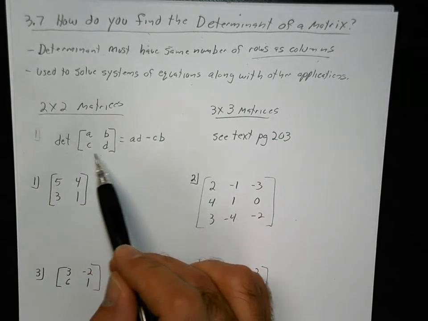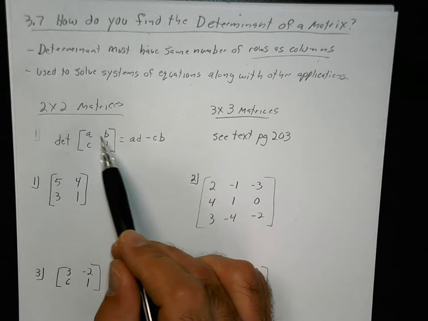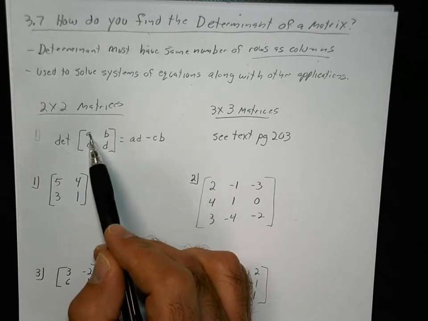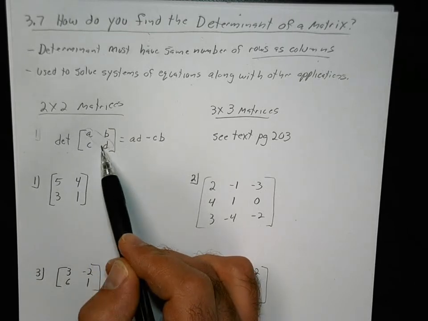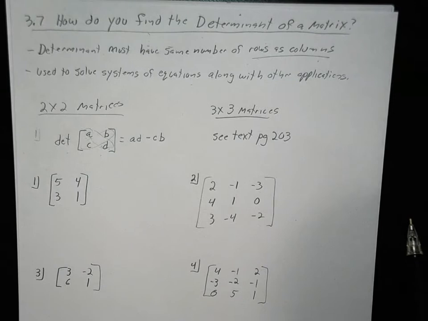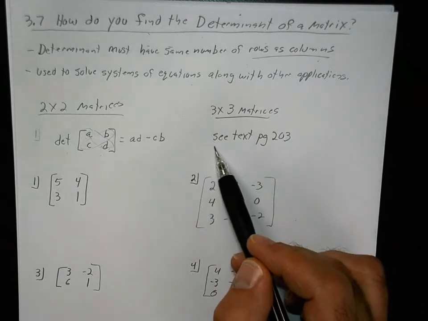The determinant of a matrix with 4 entries, in general, if the entries were A, B, C, and D, you take the product of these two numbers and subtract the product of these two numbers. That's your determinant. A 3 by 3 matrix is a little more difficult.